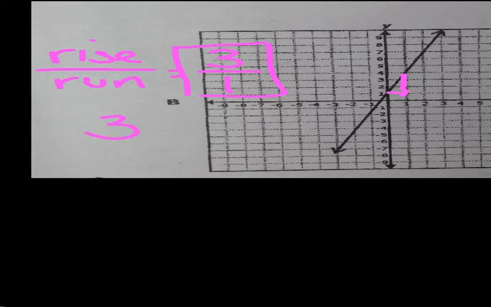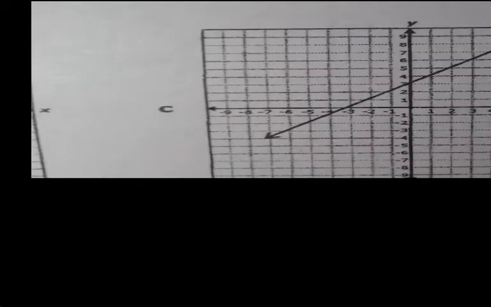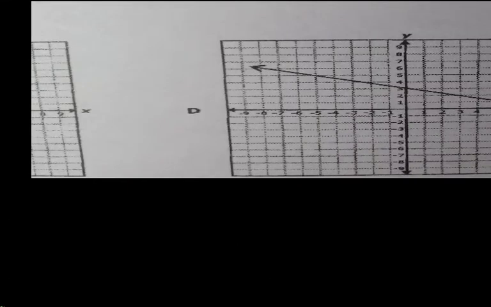But let's just make sure it's not C or D. C, you have 1 over 1, which gives you 1, so C can't be it. And then D is a negative trend, which means your slope is going to be a negative answer, so obviously D cannot be your answer either.